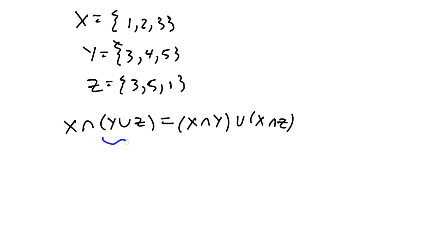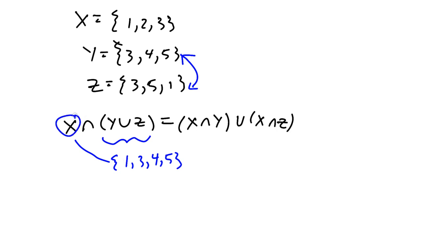So if we figure this out first, Y union Z, that is going to be the set that has all the elements that are either in Y or Z or both, which is going to be 1, 3, 4, 5. Right? All I did was take these two sets and union them together. If I then intersect it with this guy, I'm going to get only the elements that are both in X and in 1, 3, 4, 5. And if you work that out, you'll realize that those are the elements 1 and 3. Those are the only elements that are in both X and in Y union Z. Okay, so that's what we get on the left-hand side of the equation, is that thing.